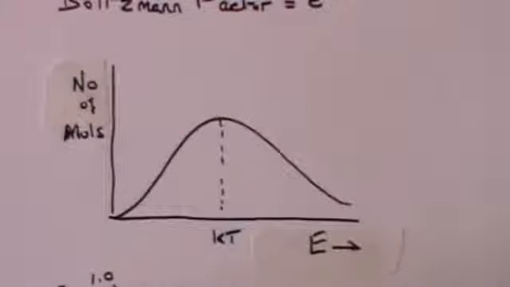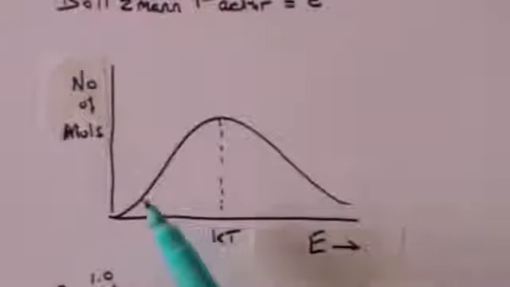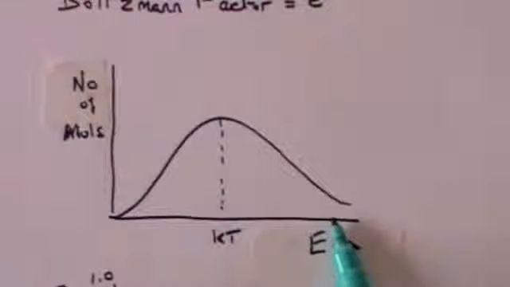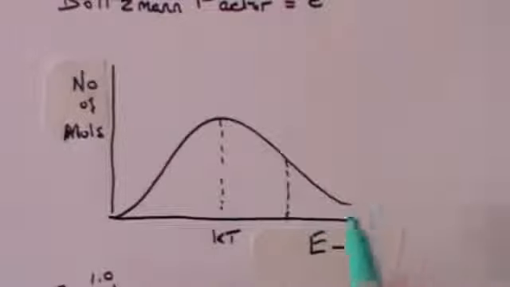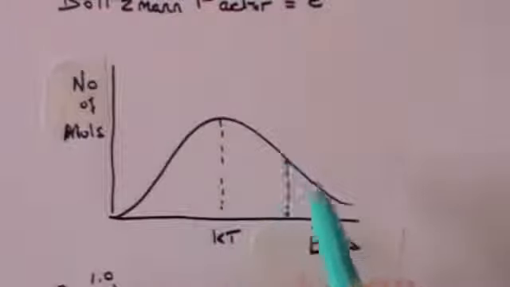We have the number of molecules plotted against the energy. You'll notice that the average energy is kT, that's where we get E equals kT from. But you will see that some molecules will have a very low energy and some molecules will have a very high energy. So if there is an activation energy at this level, then there will still be some molecules in the distribution that will have more than that activation energy, and so the reaction will take place. The extent to which it takes place, of course, depends on the proportion which has that energy or more.